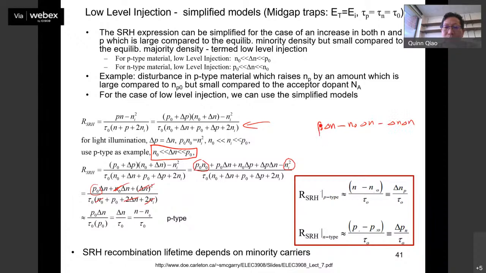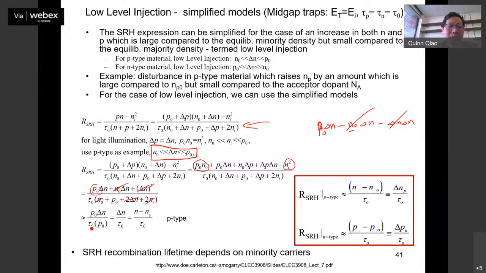Since this P0 is much bigger than this guy, you get rid of him. It's much bigger than this guy, you get rid of him. So that's why the top becomes what? P and delta N. And the bottom you can see the same thing. Since P0 is bigger than anything, cancel this, cancel that, cancel that. That's what you see here.